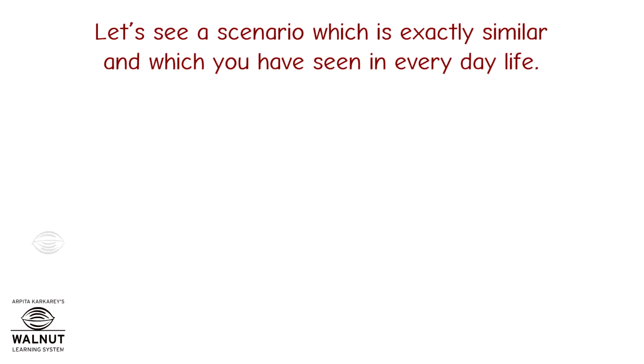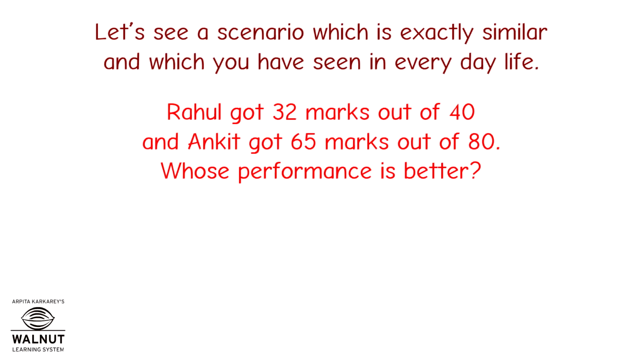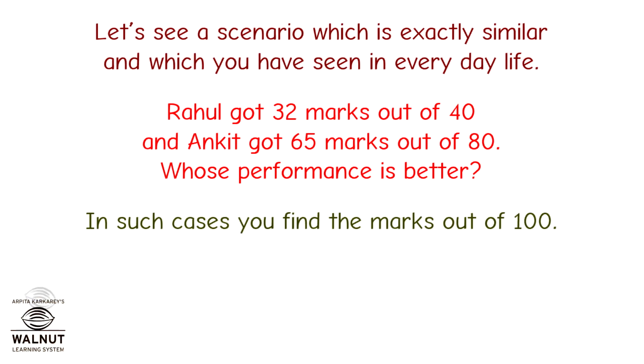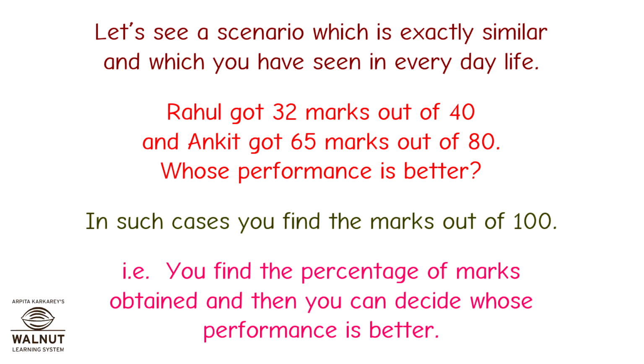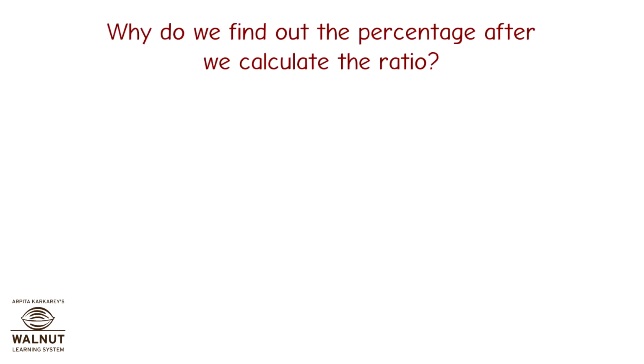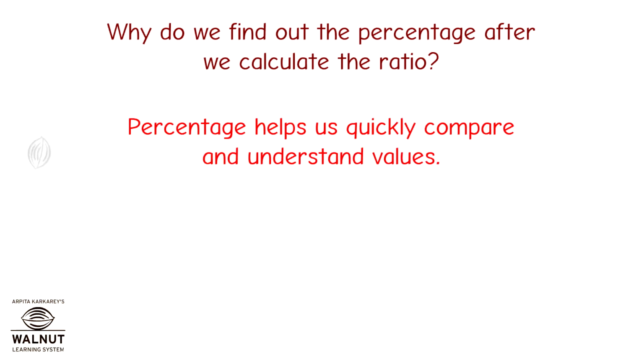Let's see a scenario which is exactly similar and which you have seen in everyday life. Rahul got 32 marks out of 40 and Ankit got 65 marks out of 80. Whose performance is better? In such cases, you find the marks out of 100. That is, you find the percentage of marks obtained and then you can decide whose performance is better. Why do we find out the percentage after we calculate the ratio? Percentage helps us quickly compare and understand values.